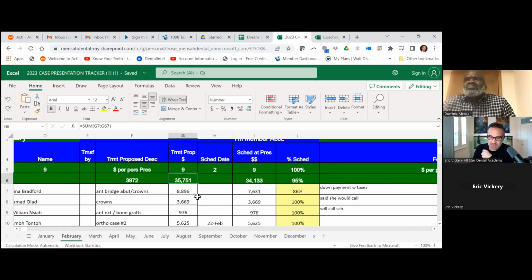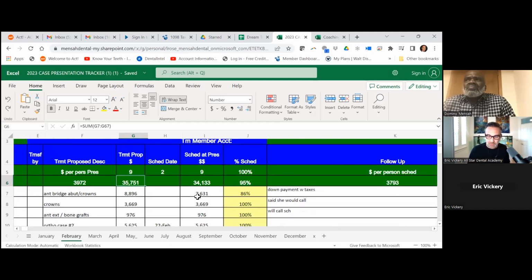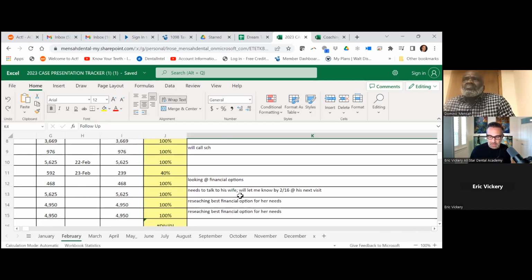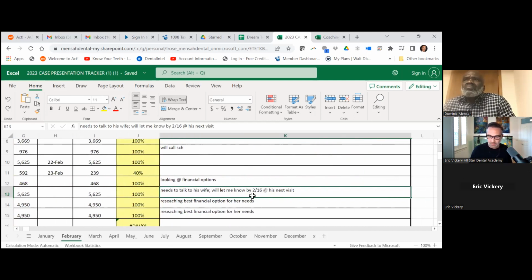So this is a really, really great tracker for you and the team to dive into, really talk about, understand, because here's the deal. If those people really don't schedule, you've got this follow-up column over here. Hey, Linda, where are we with Randall Wilson talking to his wife? Oh, they're going to let me know on February 16th. Okay, great. Let me know. And so February 16th comes around. Hey, did you ever hear from Randall's wife? And you're asking questions as a leader. You're not saying a question like this: did you end up talking to Randall's wife yet or not? You're not doing it like that.